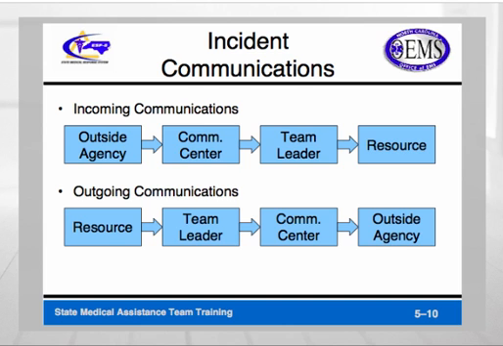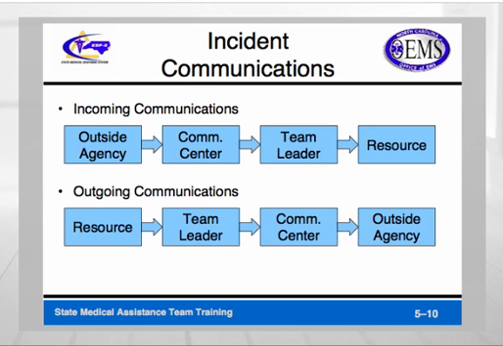It is important to understand there is a specific flow of information into and out of the deployment site. The incoming communication flow begins with an outside agency contacting the team via radio, satellite phone, web EOC, or other established method. Next, the information is received at the Incident Communications Center. The Communications Center sends the information or request to the appropriate team leader via radio or general message form. The team leader reviews the information and forwards it to the appropriate resource.